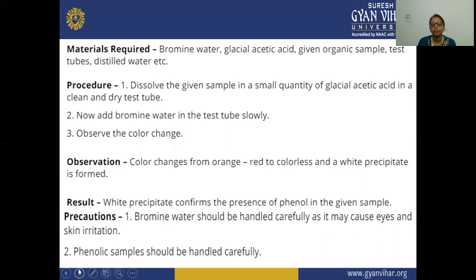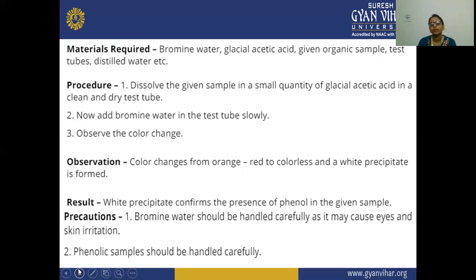The procedure will be, we have to dissolve the given sample in a small quantity of glacial acetic acid in a clean and dry test tube. After that, we have to add the bromine water to the test tube slowly, and we have to observe the color. In the observation, we will observe that the color changes from orange to red, and then to colorless, and a white precipitate is formed. So here the result: the white precipitate confirms that there is a presence of phenol in the given sample.